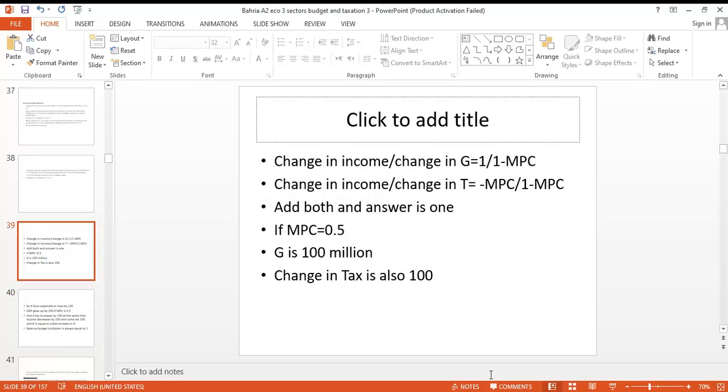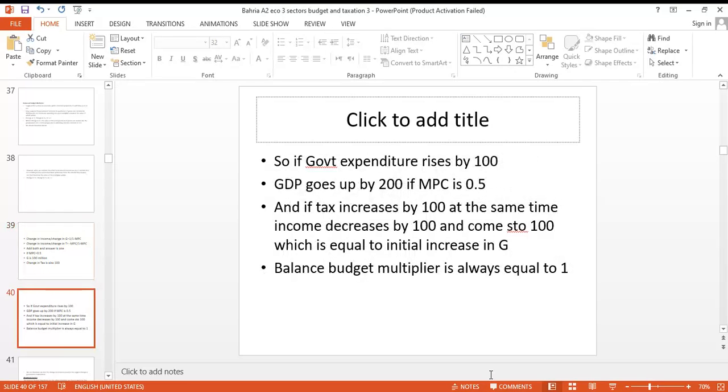What is the formula? Change in income, make it x, divided by change in, look at the first bullet point, change in government expenditure, which will be 100, equals 1 upon 1 minus 0.5. MPC is 0.5. So when you do the calculation, I will not do it right now, I don't have the time, you will get the answer 200.